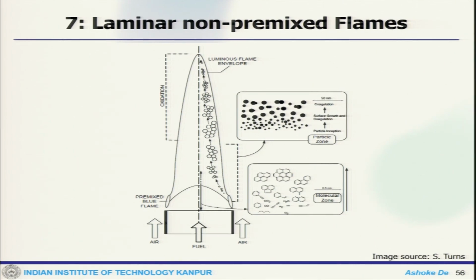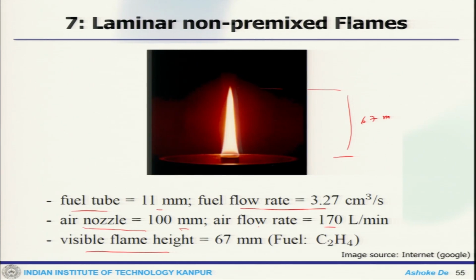So, what happens is, as the air comes, there will be a diffusion process, and this is your luminous flame zone, and this portion is your oxidation process. And these are the particle structures. This example we will discuss in more detail in the next lecture. We will stop here today.